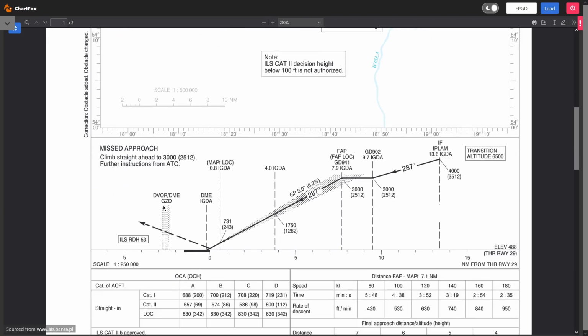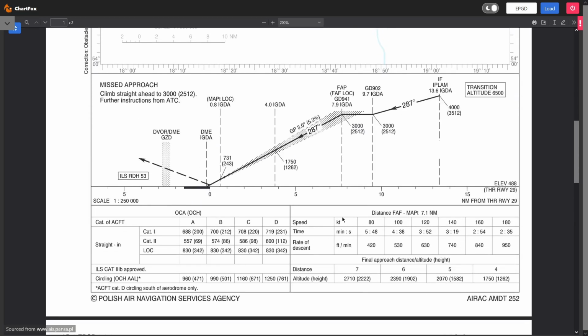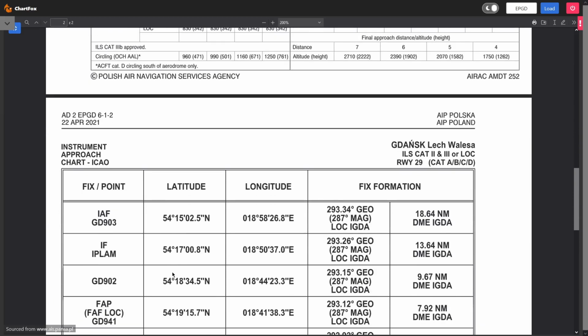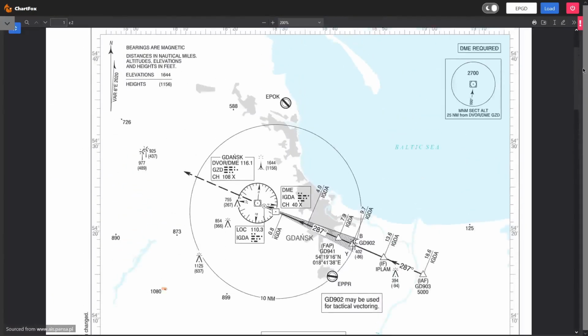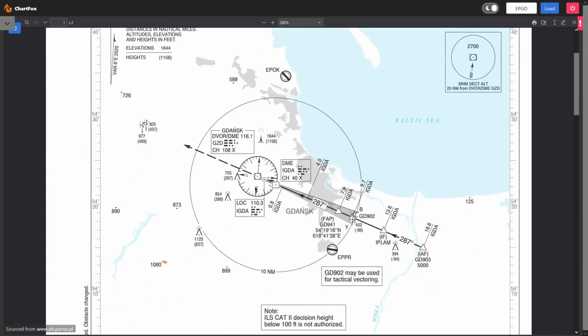Here we have the airport, and we have a missed approach as well. So as you can see, we have a time and rate of descent for 20. All the important things, if you need them, just look down, just try to read them, and you'll probably be alright. Also, you have the ILS frequency 110.3. You have also the DME 116.1, and the identifier that is transmitted in Morse code.